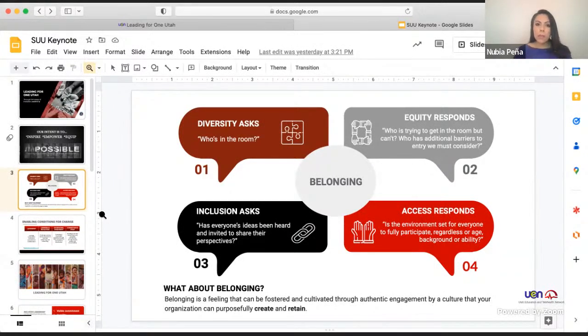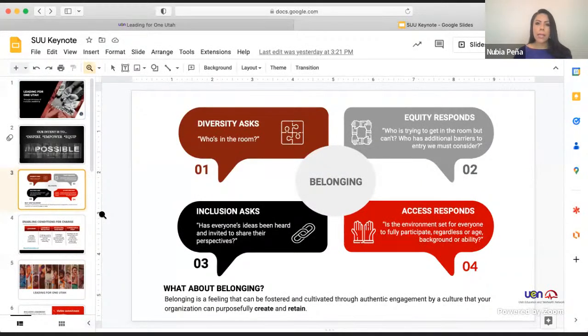And all of these individuals are going to ask very different things as they help you plan for this experience. Diversity is going to approach you and ask you, well, who's on your guest list? Who have you invited? Oh, excellent. We have women, we have men, we have people of color, we have individuals from rural Utah.